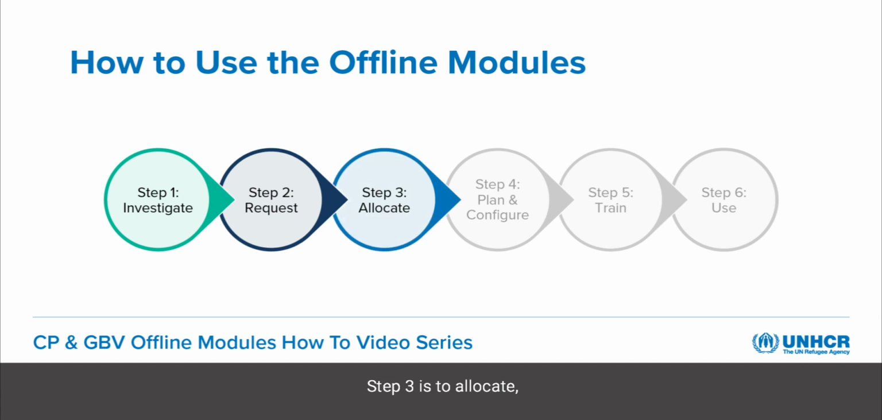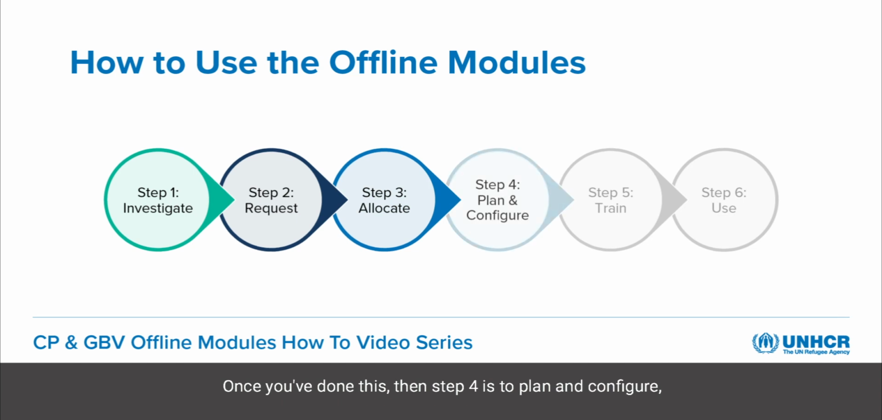Step 3 is to allocate. And what we mean by that is with the offline modules, only one device can be used per one individual, meaning you need to think through clearly what is the plan in terms of usage of devices for the offline modules, and do you have those devices allocated already, or is it necessary to plan the allocation of budget, both for devices as well as for training and other steps to implement the offline modules.